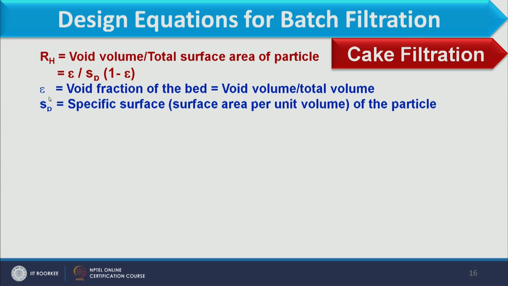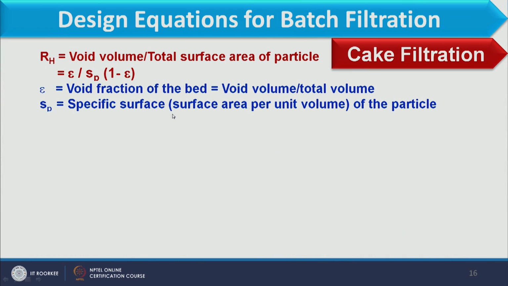So here epsilon is basically the void fraction of the bed, that is void volume by total volume. So epsilon is basically the voidage inside the bed through which liquid will penetrate. So when we consider epsilon, that is basically the flow, it will speak about the flow volume of the liquid, and when we consider 1 minus epsilon, that will speak about the solid.